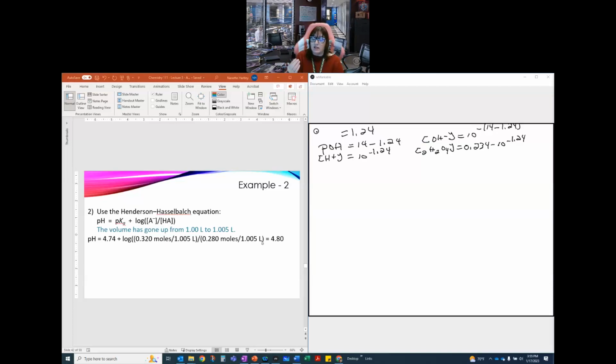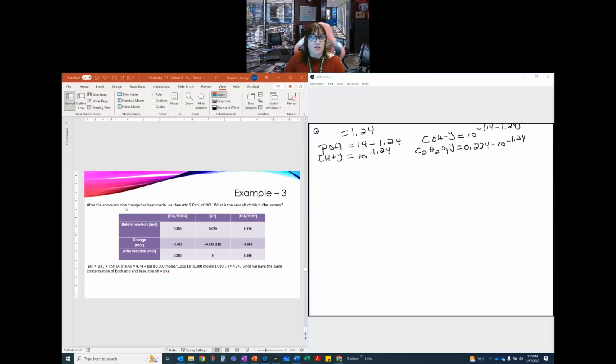Okay, so remember, we had to do the adjustment in moles and then go back to molarity. That is always required. Our Henderson-Hasselbalch, Kas, all of that is based in molarity, not moles. All right, so make sure that you're working in the right units.